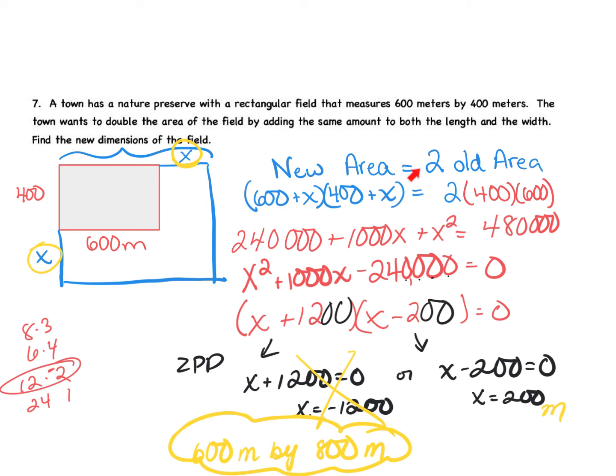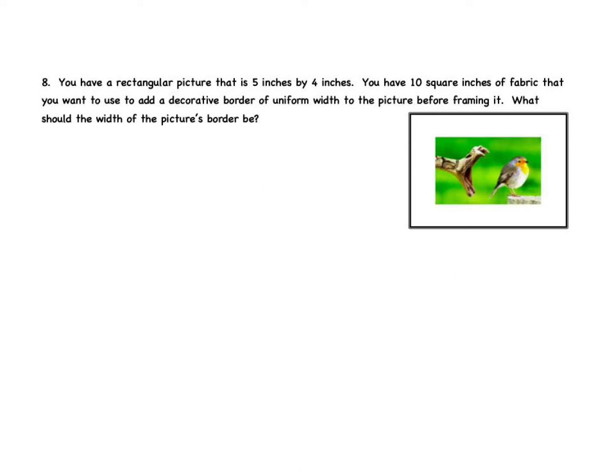As you're working, watch your notation, okay? Don't get lazy. Make sure you have equal signs and you have things on both sides of your equal sign the whole way down. You have a rectangular picture that is 5 inches by 4 inches. You have 10 square inches of fabric that you want to use to add a decorative border of uniform width to the picture before framing it. What should the width of the border be?